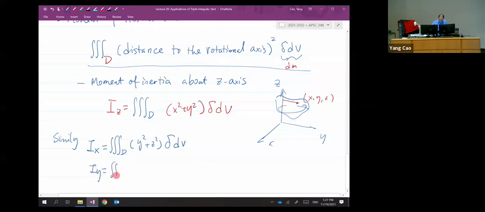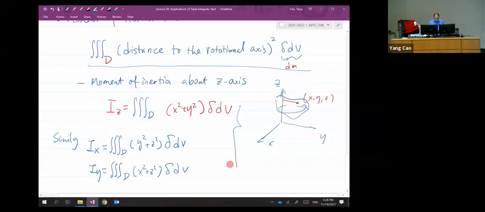All right, so similarly, you can get Ix and Iy. So moment of inertia about the x-axis and moment of inertia about the y-axis. These three serve as quite an important quantity for any object in 3D space. So you calculate the moment of inertia about each one of the special axes. Oftentimes, you actually can make use of the results to obtain the moment of inertia about some other axis.